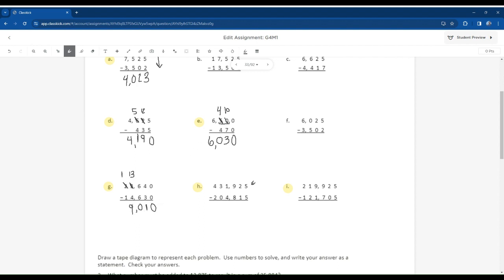For letter H, we have 5 take away 5, which is 0. 2 take away 1, which is 1.